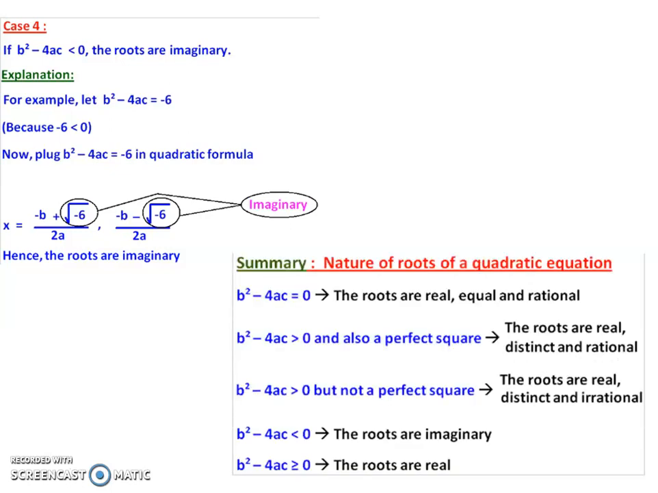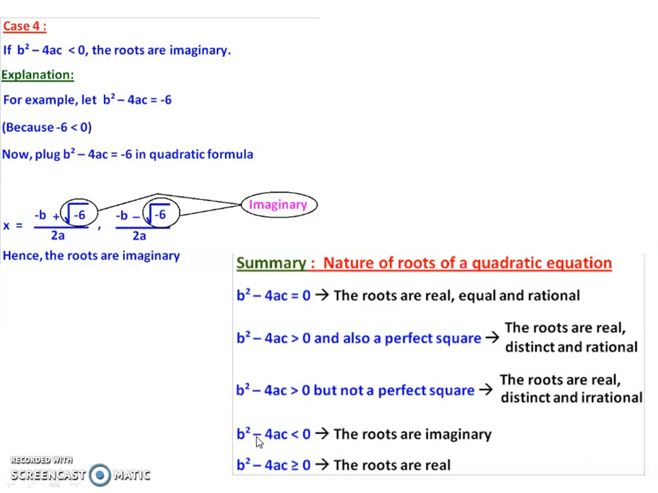So what will we conclude? If b square minus 4ac equal to 0, the roots are real, equal and rational. If b square minus 4ac is greater than 0 and also a perfect square, the roots are real, distinct and rational. That is, you will not have a root term in that answer. If b square minus 4ac is greater than 0 but not a perfect square, the roots are real, distinct and irrational. Irrational means you will have a root term in the answer.